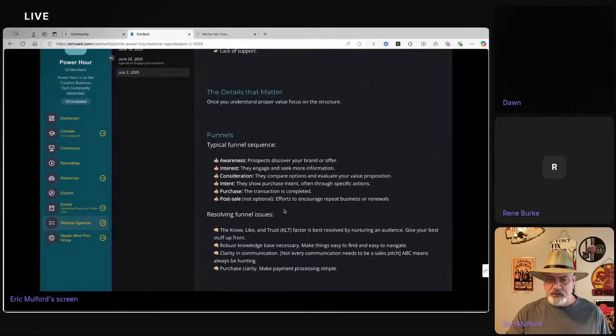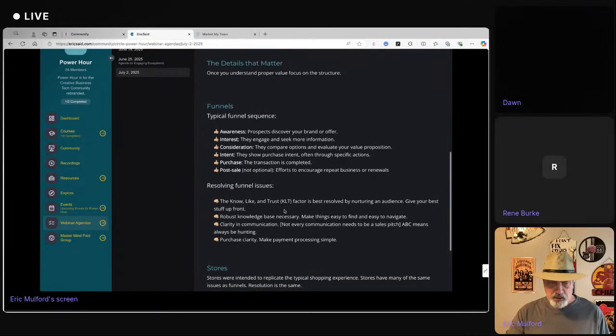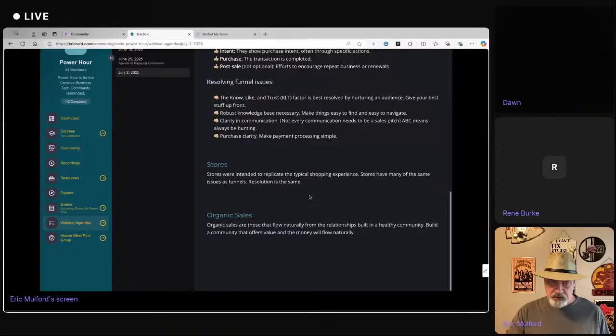Payment processing needs to be simple. Needs to be easy to do, and so on. Stores basically have the same issue.